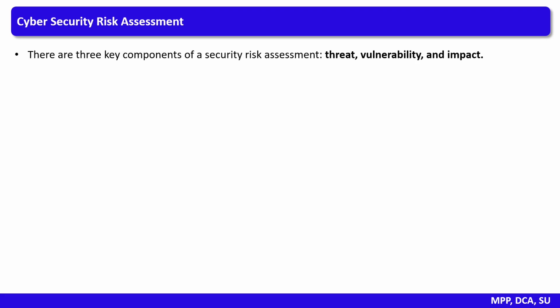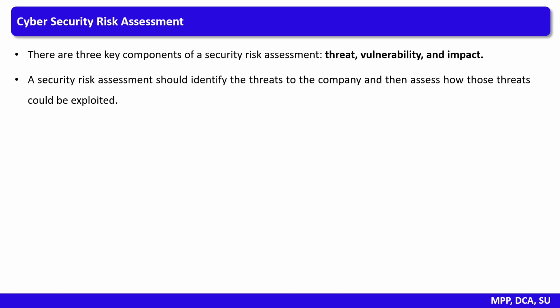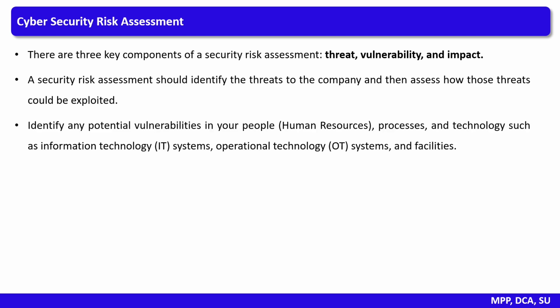There are three key components of security risk assessment. It includes threat, vulnerability, and impact. A security risk assessment should identify the threats to the company and then assess how those threats can be exploited. It should also identify all potential vulnerabilities in relation to human resource, processes, and technology, such as information technology systems, operational technology systems, and facilities. And finally, it should consider the impacts of all potential breaches.